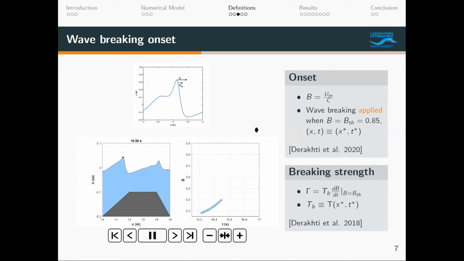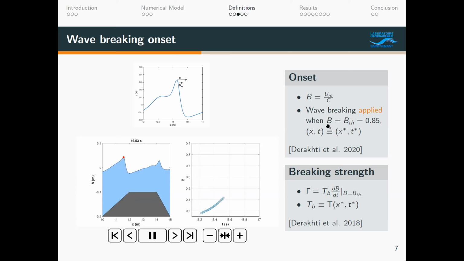And for the breaking onset, a quantity B is defined as the ratio of the maximum horizontal velocity at the front face of the crest and the wave celerity at the crest. And these are shown here in the figure. And in Derakhti et al. 2020, they show that this parameter B equal to 0.85 separates the breaking and the non-breaking crest.